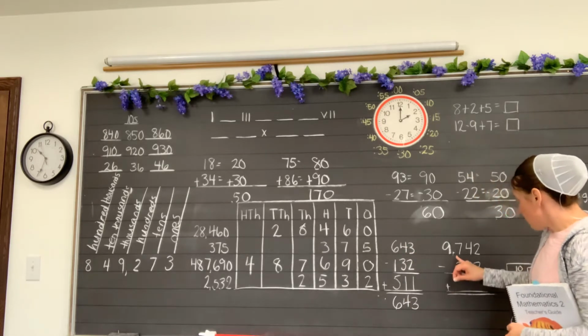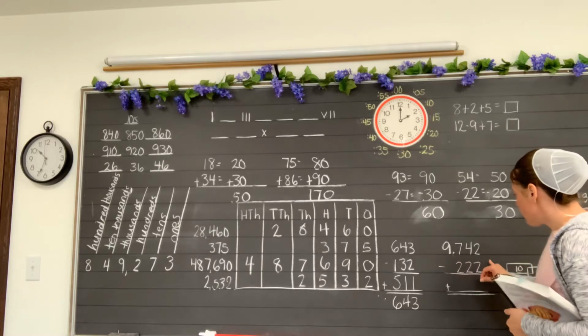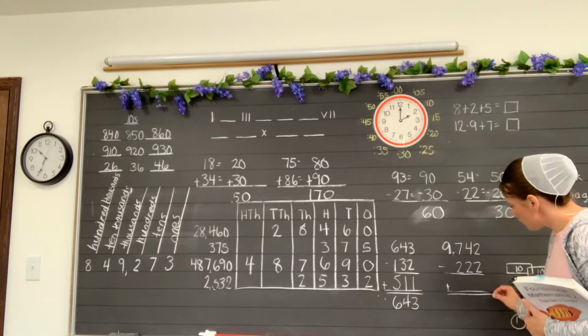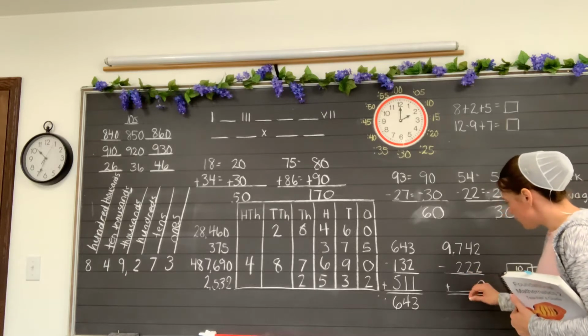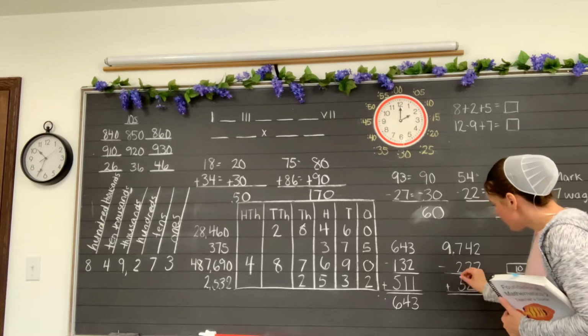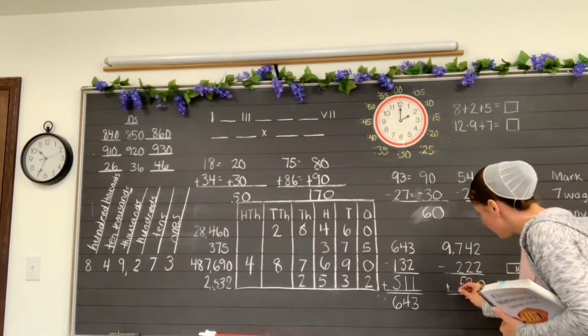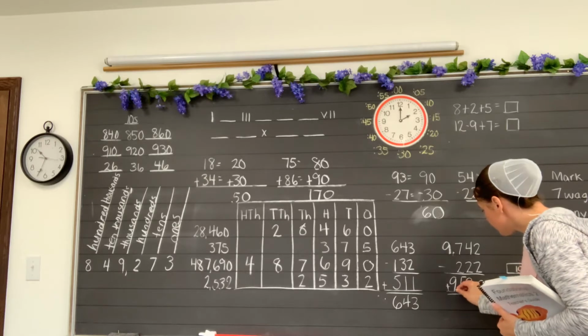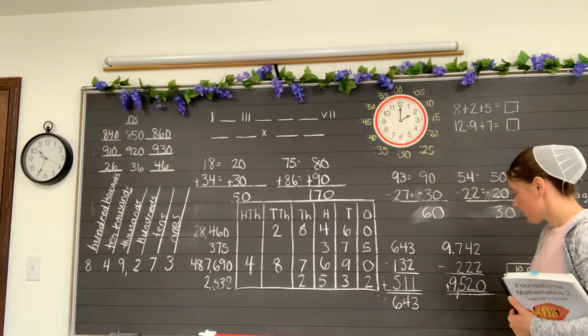Okay, let's do this one. 9,742 minus 222. So 2 minus 2 is 0. 4 minus 2 is 2. 7 minus 2 is 5. 9 minus nothing is 9. And don't forget your comma.